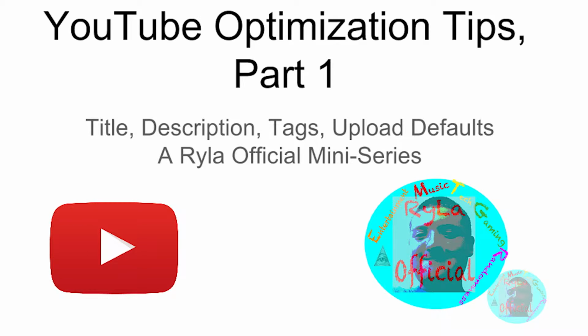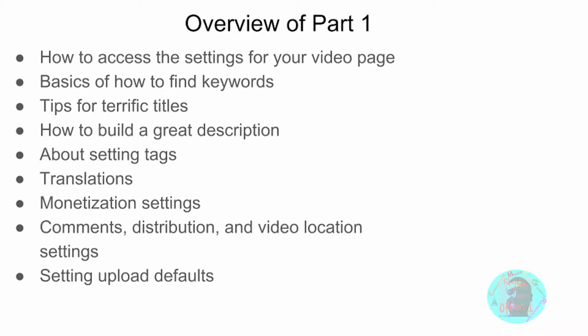My name is Ryan, and today we are going to start a mini-series on how to optimize your YouTube channel for success. In today's video, which is part 1, I'm going to go over titles, tags, description, monetization, and upload defaults. These are the parameters which you set during the upload process and ones that you can change later in your info and settings tab of a video's properties.